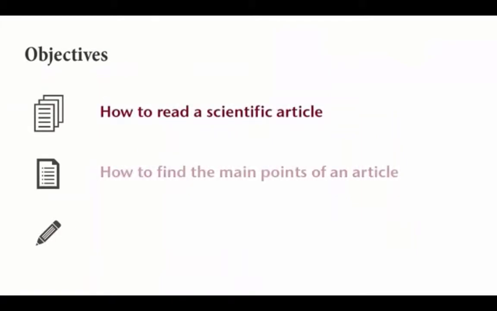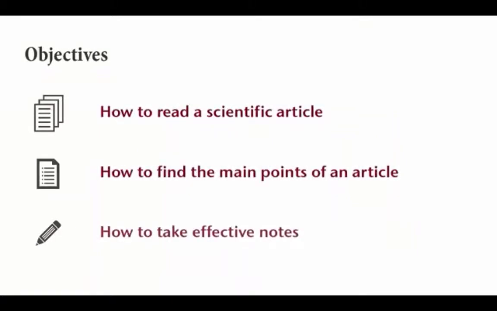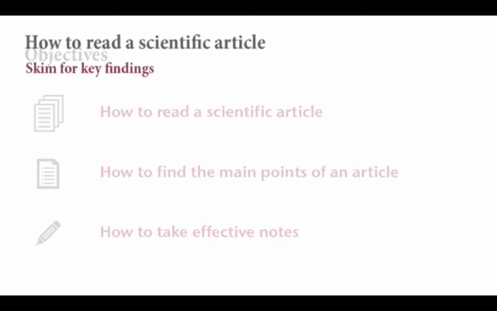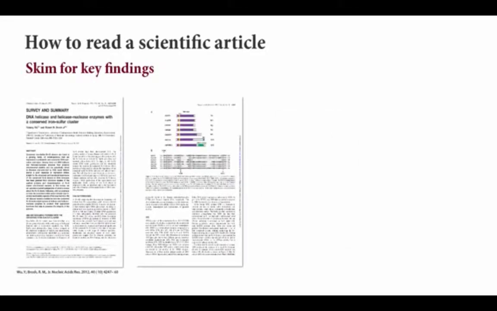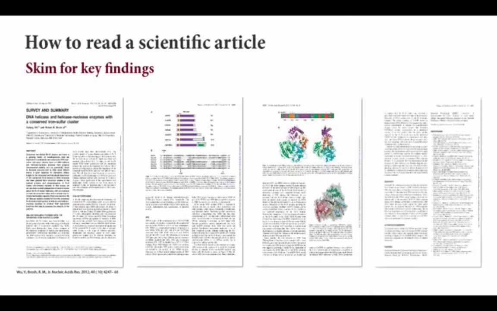This tutorial will discuss how to read a scholarly article, how to find the main points of an article, and how to take effective notes. Although it seems counterintuitive, the least effective way to read a scientific article is to read it start to finish. Instead, expert researchers skim articles to identify key findings.